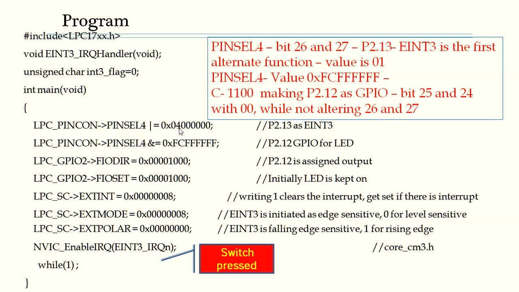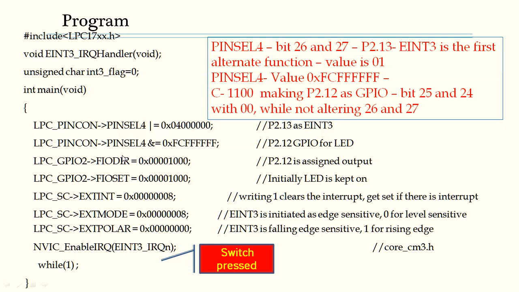Now coming to the next initialization statement, we have used an OR over here. Here OR indicates we are not altering any of the other pins. They may be used for some other function, but we are not altering them. We are just making bits 27 and 26 with a value of 0, 1 corresponding to the external interrupt 3, which is the first alternate function on P2.13. Hope it's clear to you.